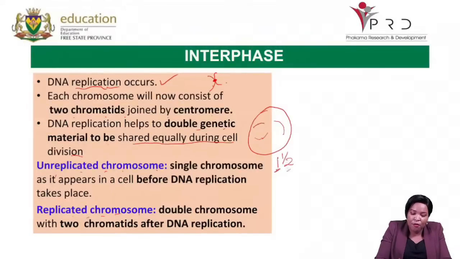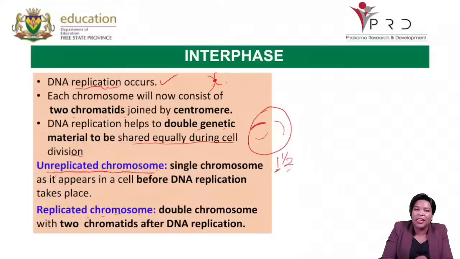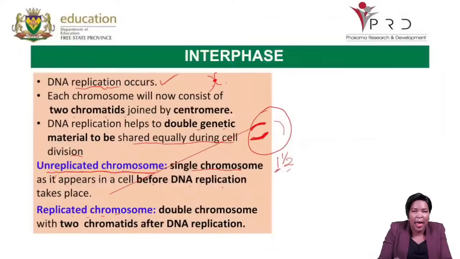Actually, these are full chromosomes, but we say they are unreplicated chromosomes. This is a single chromosome as it appears in a cell before DNA replication takes place. So remember, this is a single strand chromosome. So you say it is unreplicated. Why? Because it has not made a double copy of itself, like in this case, like this X that I've drawn here. So you see, these are full chromosomes, but we say they are single unreplicated chromosomes.